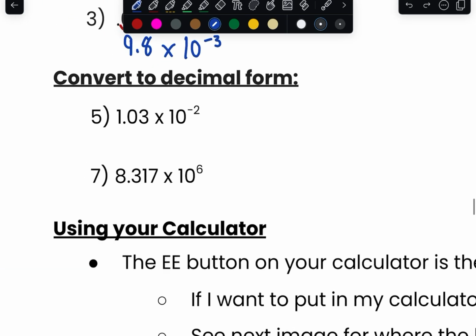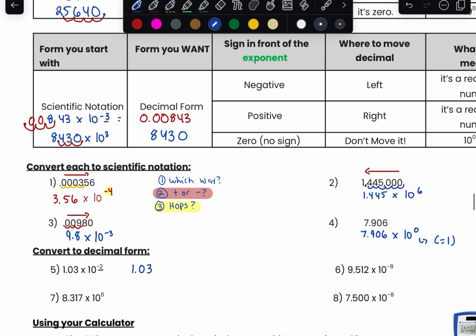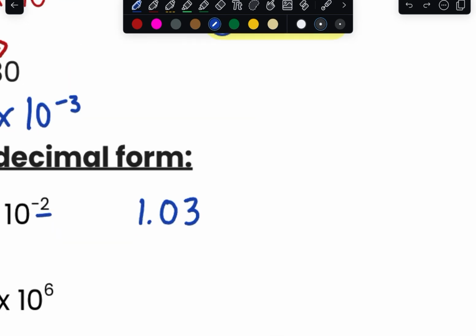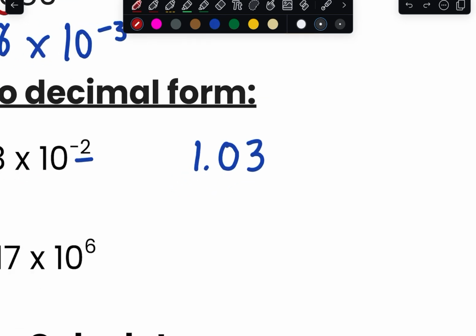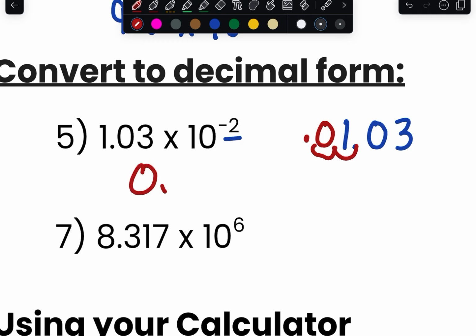All right, let's convert to decimal form. For this one we follow the exponent. I'm going to write this 1.03 over here to give us some more room. I see that is a negative 2. When I have a negative exponent, I go to the left. So let's move that decimal to the left 1, 2 spots, open cradle, put the decimal after the last cradle. So this new number is 0.0103.